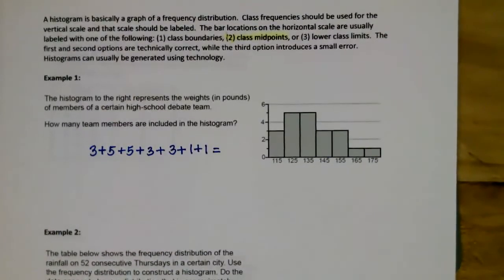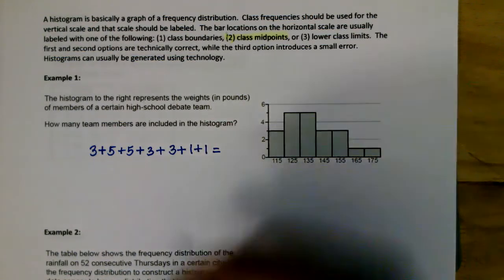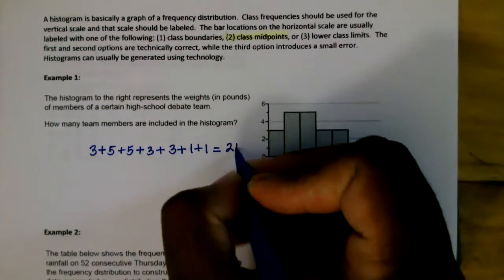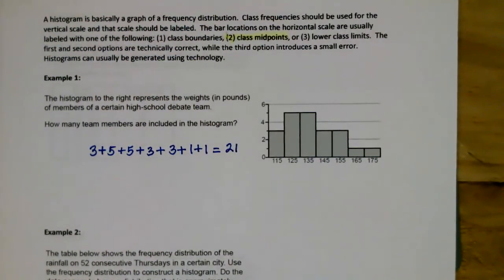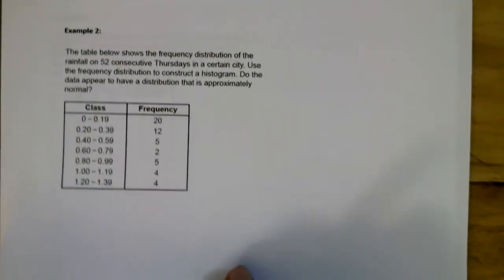So we're just going to take the sum of those numbers. Add 3 plus 5 plus 5 plus 3 plus 3 plus 1 plus 1. You'll end up with 21. So the number of team members that are included in this histogram is 21. All right, here's example 2.